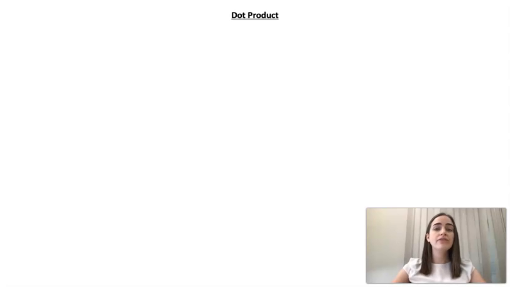In this video, we're going to have a look at something called the dot product. So we've had a look at addition and subtraction of vectors and what happens when we multiply by a scalar, so a number. But we want to have a look now at what happens when we multiply one vector by another.